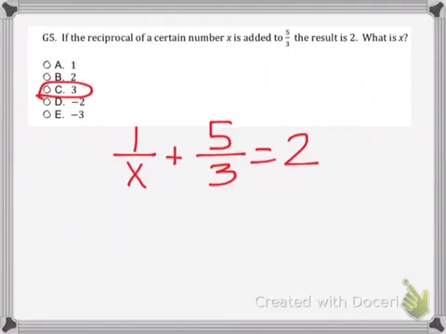Number 5, if the reciprocal of a certain number x is added to 5/3, the result is 2. What is x? So remember, reciprocal is 1 over x plus 5 over 3 equals 2. So you want to know what gives you 2. What divided by 3 is going to give you 2? 6 over 3. So x has to be 3. You have to have a common denominator.